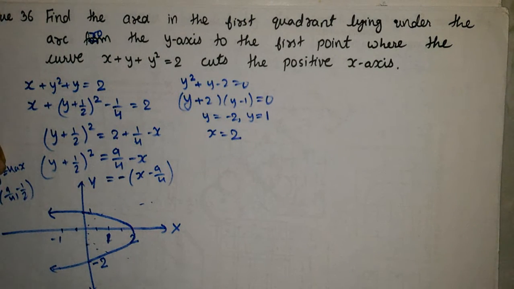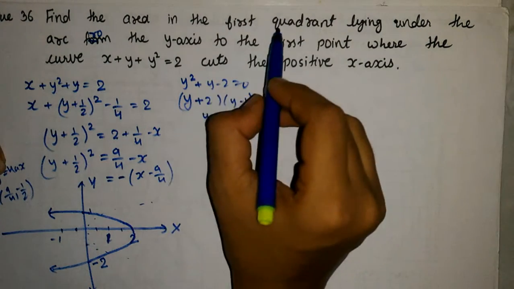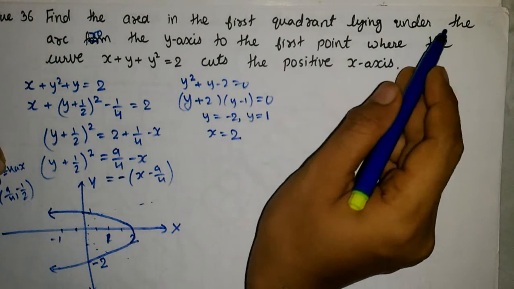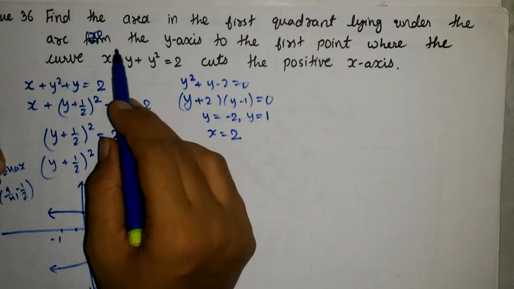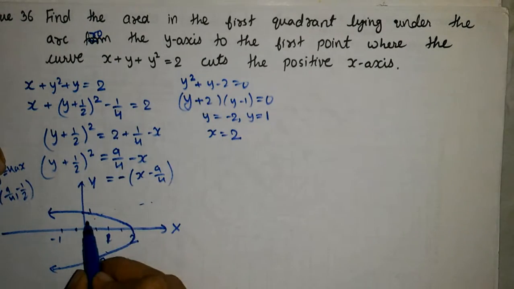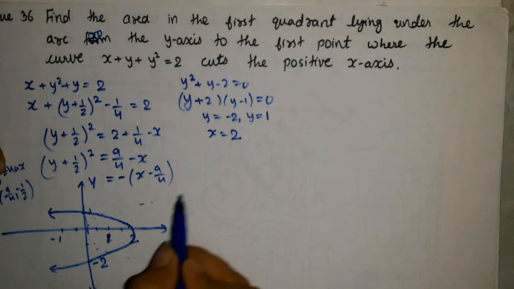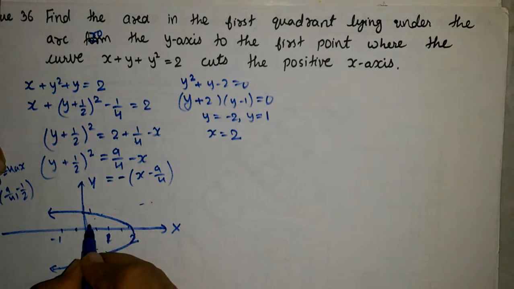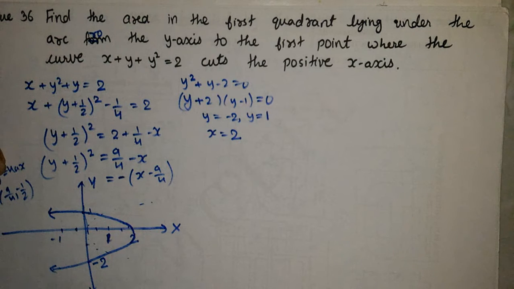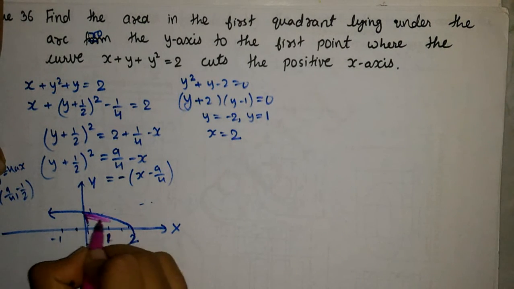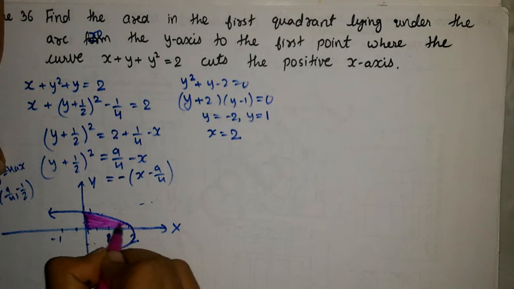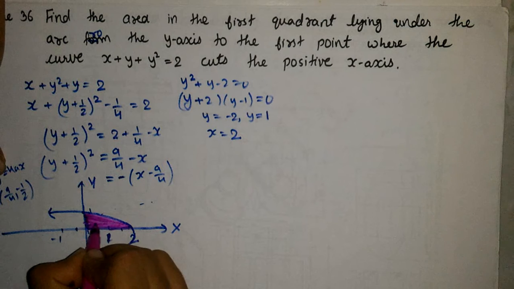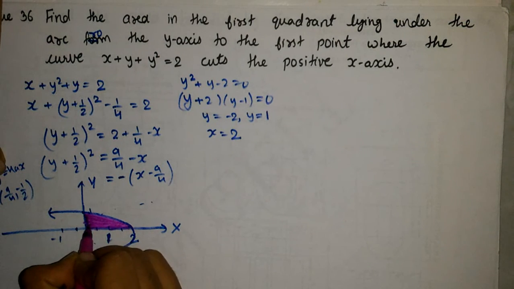Now we have to find the area in the first quadrant, from the y-axis. This is the y-axis, this is the first quadrant, and this is where the curve cuts the positive x-axis. The difficult part is to identify the area, because once we get the area, the work is easy. So make sure you don't make a mistake in identifying the area.